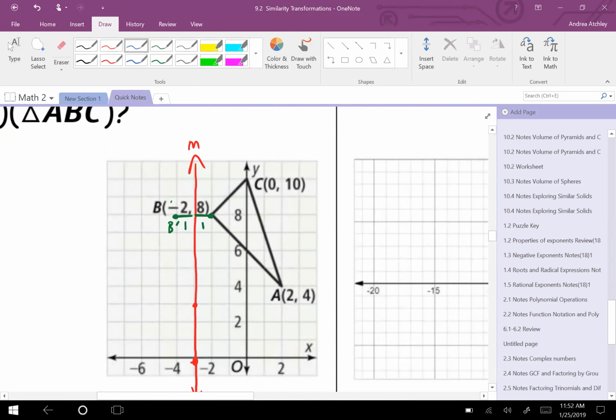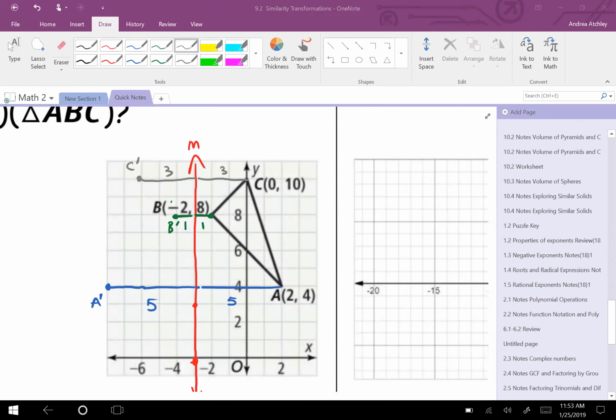Do the same thing with A. It's a distance of 1, 2, 3, 4, 5. So over here, we should have a distance of 1, 2, 3, 4, 5. And that'll be A prime. Make sense? And then C, same thing. I have a distance here of 3, so I need a distance here of 3 to get C prime.